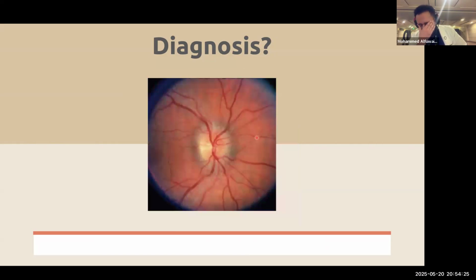Good. How about this patient? This patient has a relative afferent pupillary defect. Optic neuritis. Here you have optic edema. Can you tell the borders of the optic disc properly?